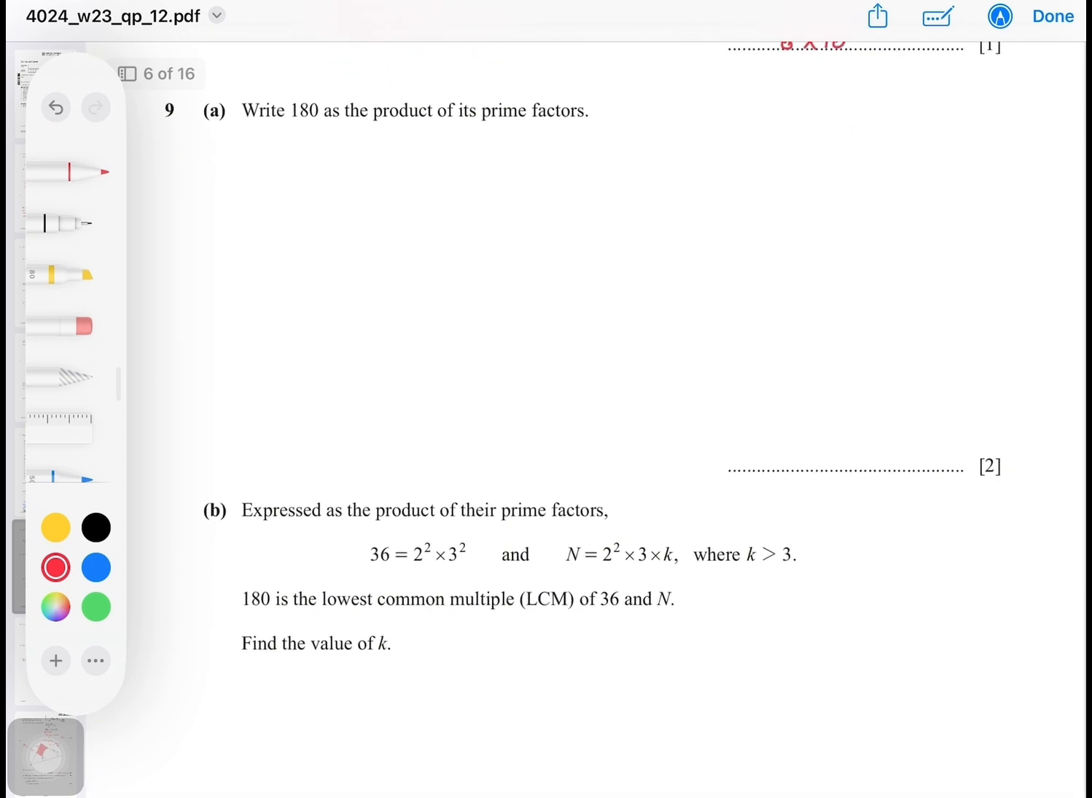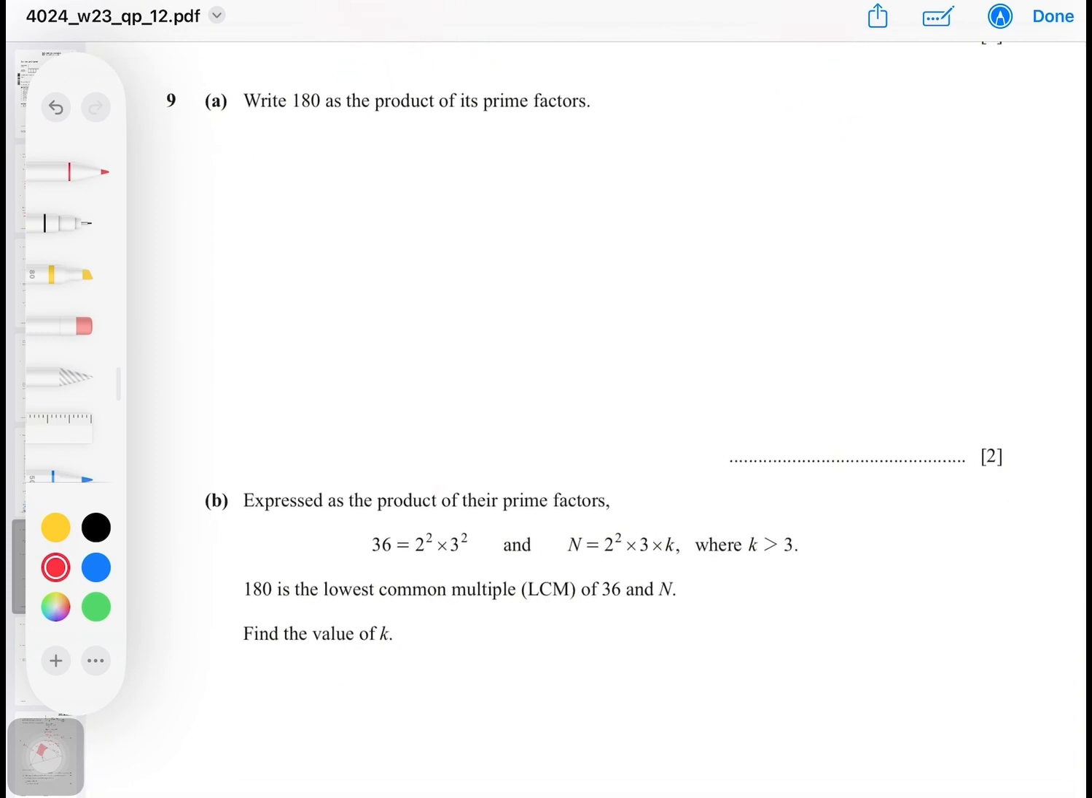Question number 9. Write 180 as the product of its prime factors. I will write 180 and make the factors. 2 times 90 is 180. 2 times 45 is 90. 5 times 9 is 45. 3 times 3 is 9 and 3 times 1 is 3. So the product of its prime factors is 2 squared multiplied by 3 squared multiplied by 5.